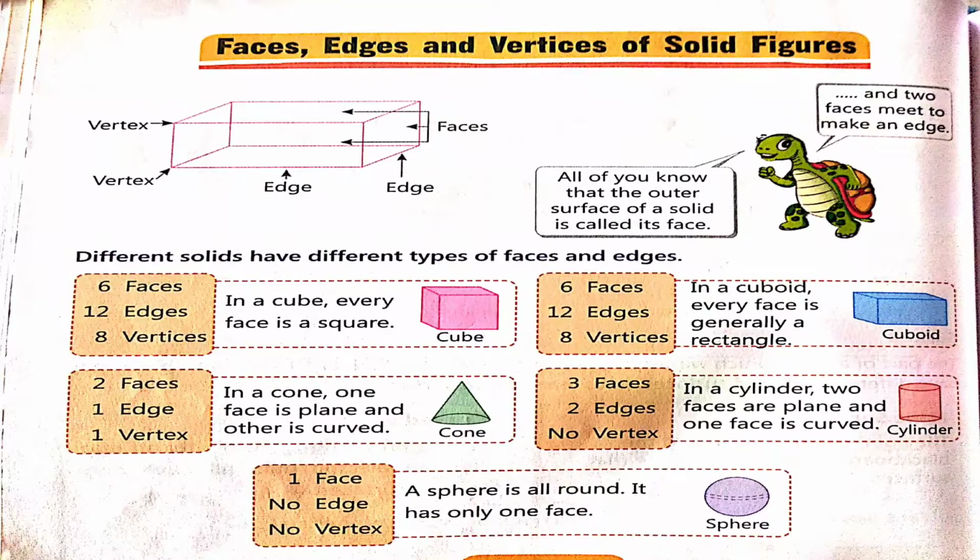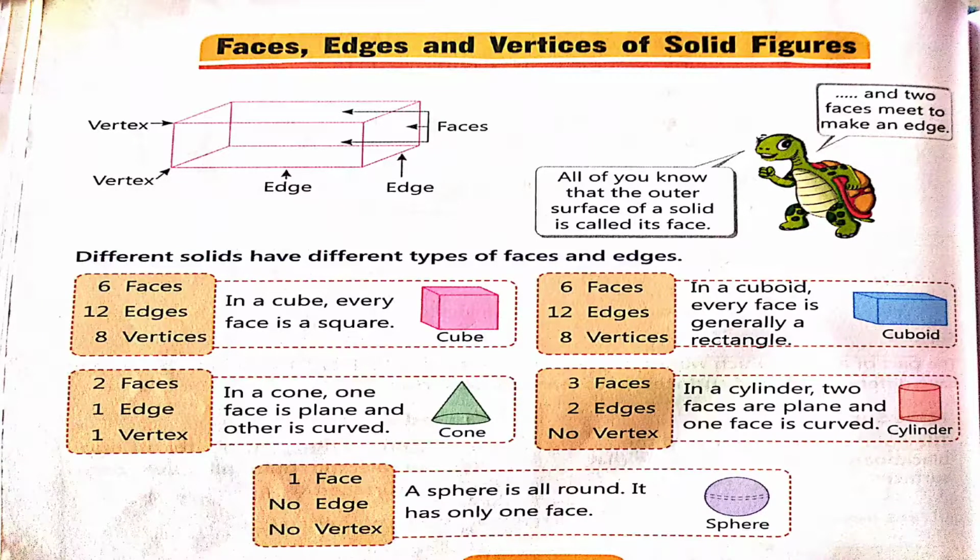So we can discuss the number of faces, edges and vertices of different solid shapes. First one is the cube. This is the figure of cube. A dice is an example of cube. You can count the number of faces, edges and vertices of the dice. So the cube has 6 faces, 6 faces meaning the outer surfaces, and 12 edges and 8 vertices. Like the cube, the cuboid also has 6 faces, 12 edges and 8 vertices.